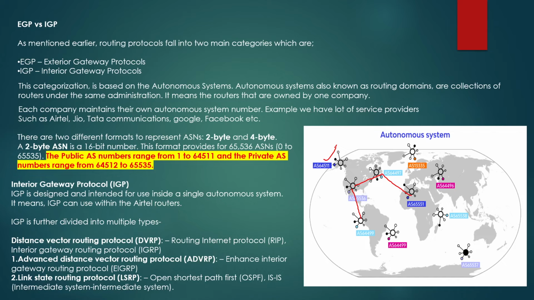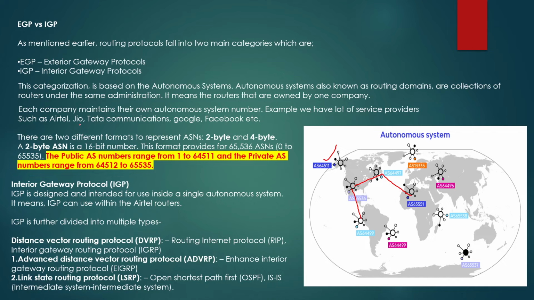Suppose there is Airtel in India. The Airtel company has its own autonomous system number. All the routers come under the same administration. Suppose Airtel is using 10,000 routers, and all 10,000 routers belong to Airtel. Airtel knows which routers belong to it, but on the routing platform, the digital platform, how will they come to know? We need to assign an autonomous system number. The same autonomous system number can be configured on all 10,000 routers, so all of them belong to Airtel.